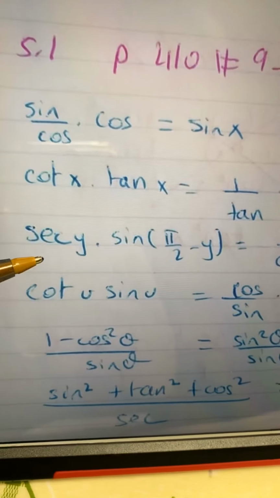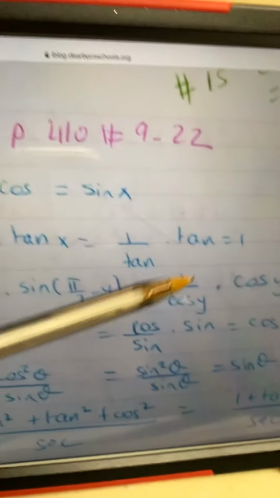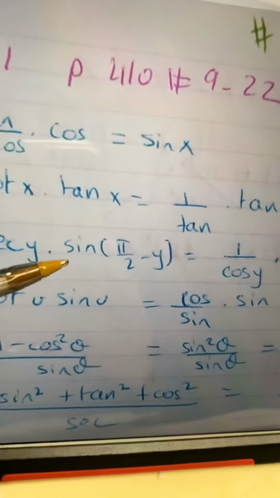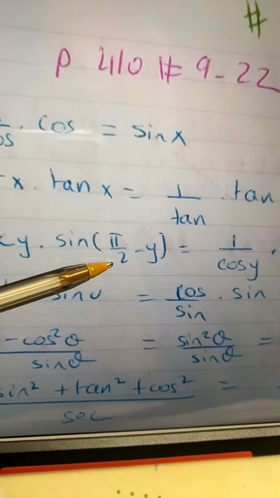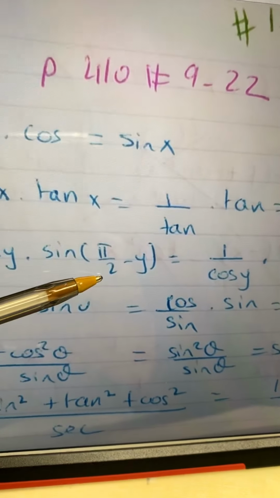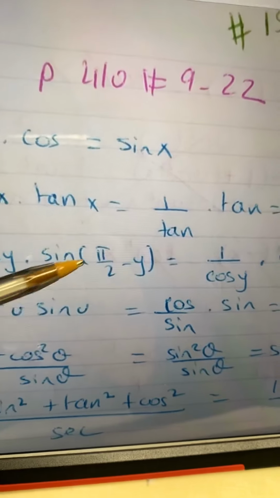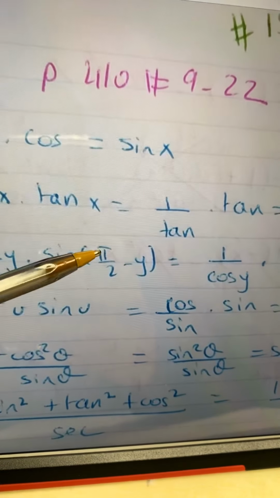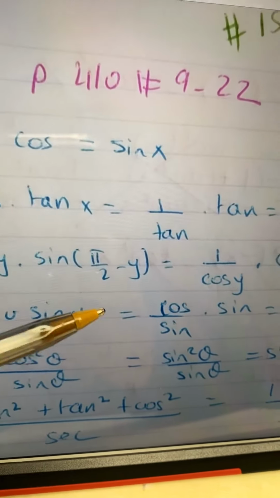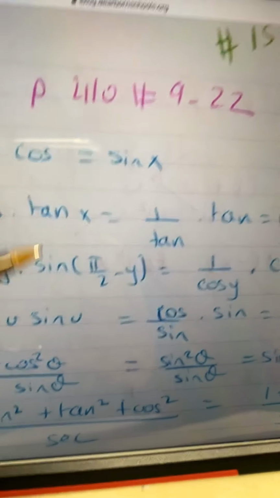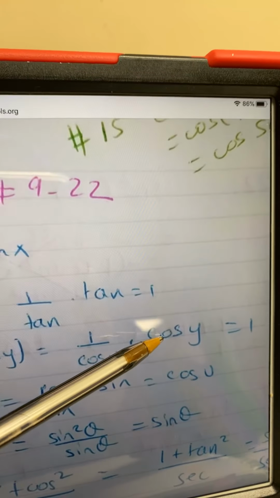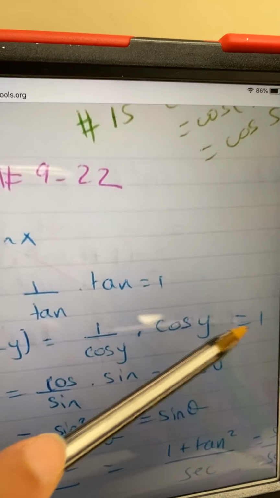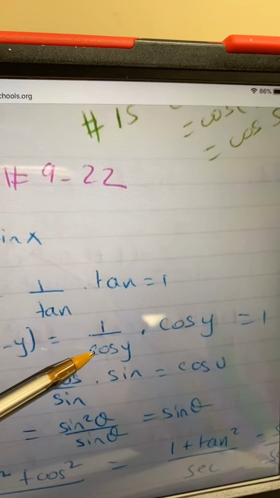So secant y is 1 over cosine, so 1 over cosine. And sine of pi over 2 minus y, we go back to the trig identities from yesterday. Those are the complementary identities because we talked about that. We said they add up to 90 degrees, and the sine turns into a cosine. So sine of pi over 2 minus y turns into cosine of y, and the result equals 1 because those two cross out.